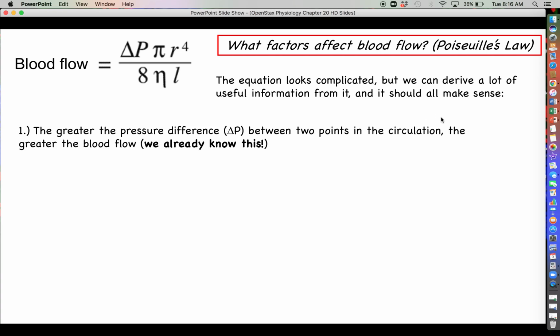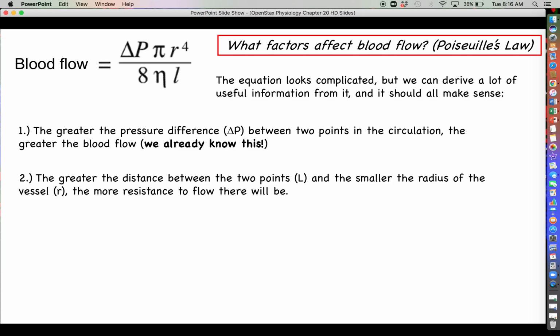Number one, if you look at delta P, blood flow equals delta P up there in the numerator times everything else. The fact that delta P, the pressure difference between the 2 points in the circulation, is in the numerator, that tells us that the higher the pressure gradient is, the better the blood flow is going to be between the 2 points. But we already knew that, right?